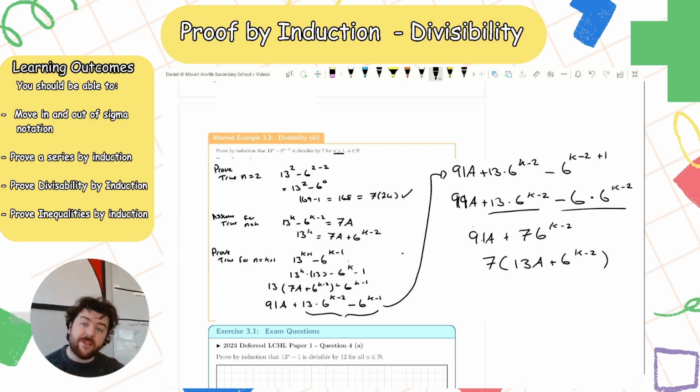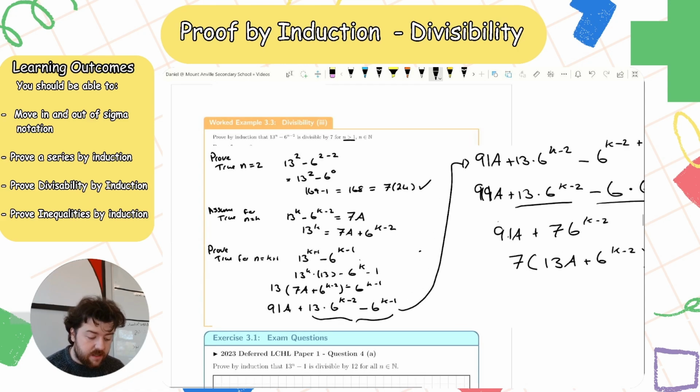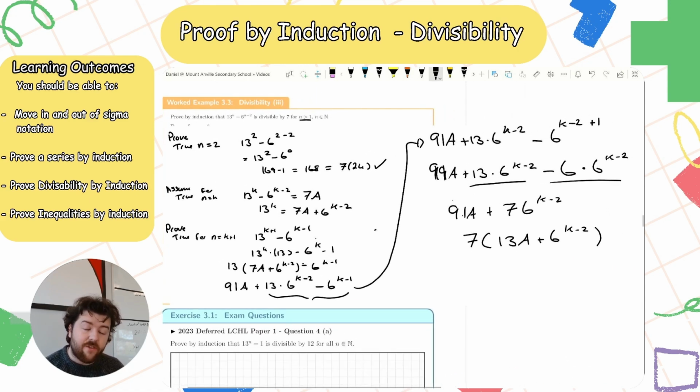Therefore, I've proved my induction that this is divisible for all values of n greater than 1. Right? So that's it. Just make sure to include your little steps there. So that one was a really, really tricky one.